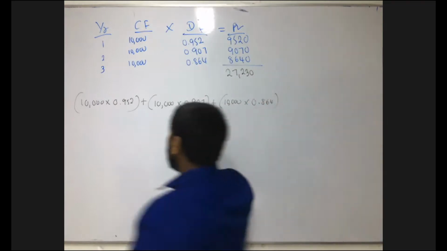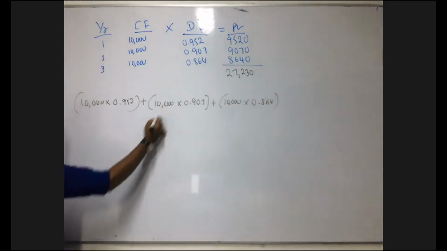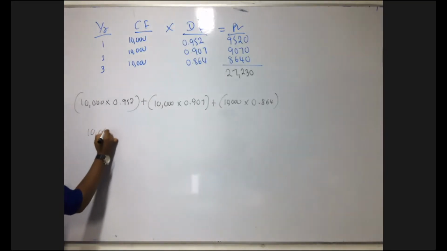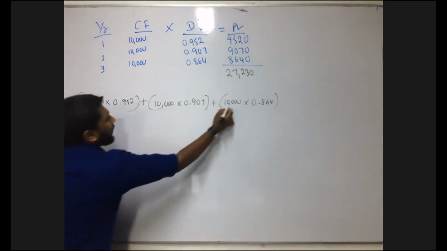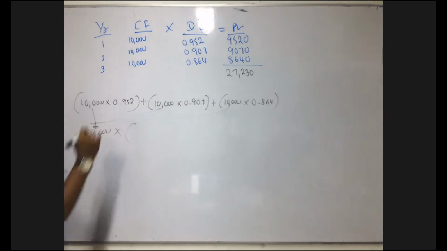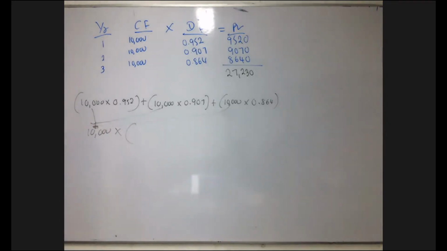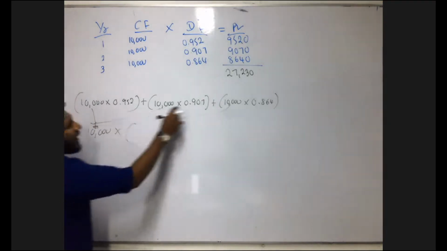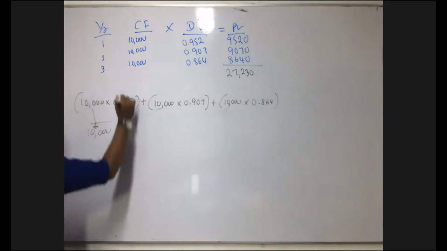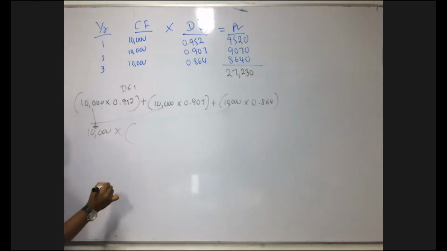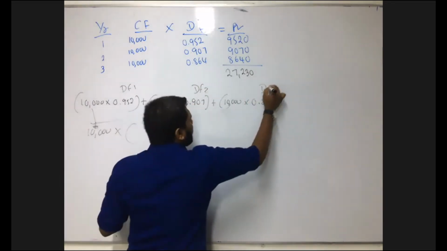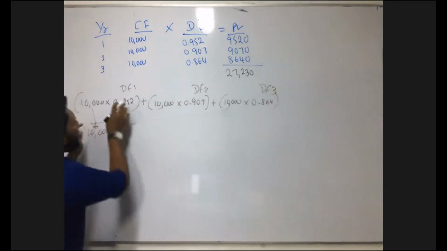What you can do is simply take your common factor out. The common factor is 10,000. Once you take it out, you have to add your remaining factors. This is the discounting factor of year 1, this is the discounting factor of year 2, this is the discounting factor of year 3. We add the remaining factors.